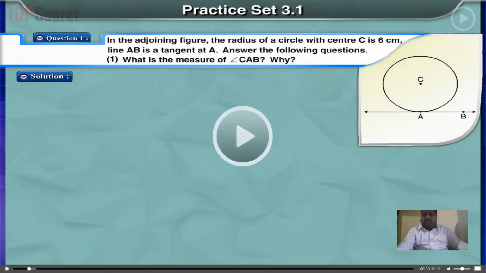In this figure, C is the center of the circle. Now, CA is the radius and it is given as 6 centimeter. This line AB is a tangent to the circle at the point of contact A. We have to give the answer of question 1, that is, what is the measure of angle CAB and why it is. We have to explain our answer also. Now let us see its solution.